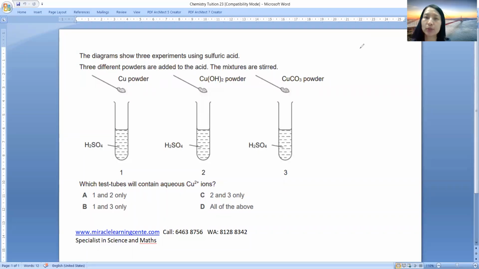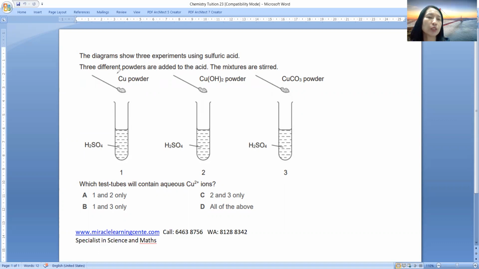Let us look at this chemistry question. The diagrams show 3 experiments using sulfuric acid. 3 different powders were added to the acid. The mixtures are stirred. So you have copper, copper hydroxide, and copper carbonate added to sulfuric acid.